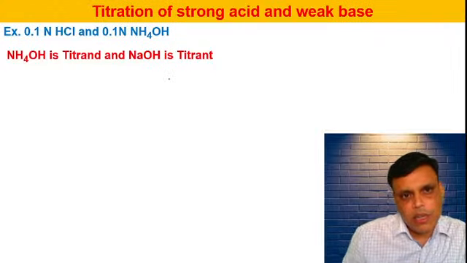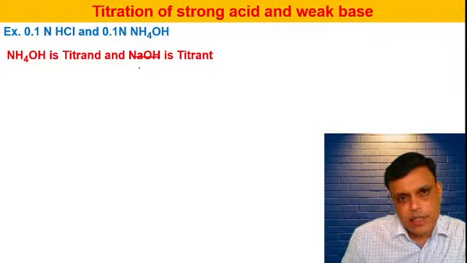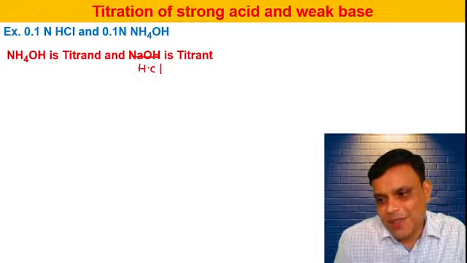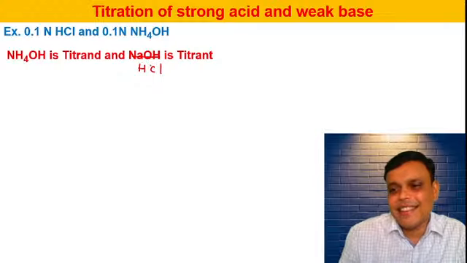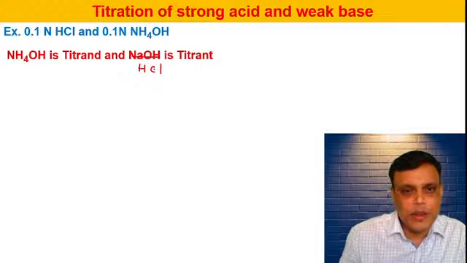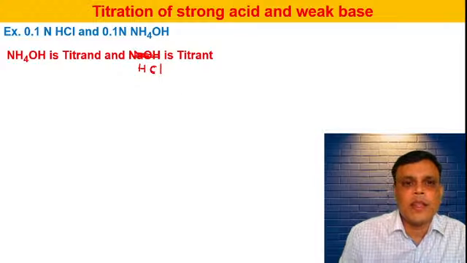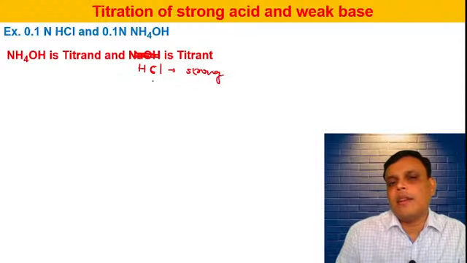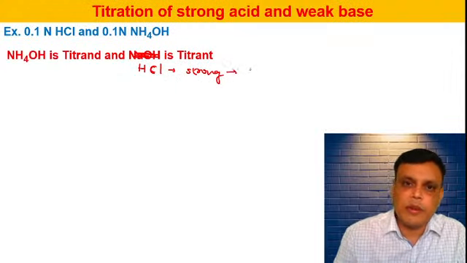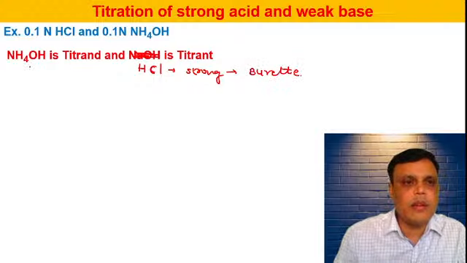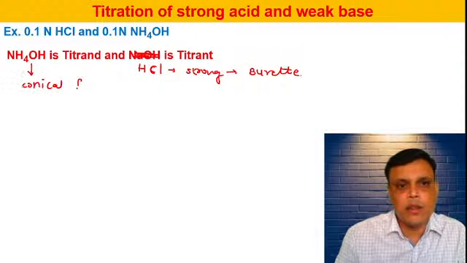Sorry, here NaOH is not there. Here HCl is there, not NaOH. Prachi Yadav and Anjas Thakur are saying NaOH. No, we will not take NaOH. The strong electrolyte is HCl here. HCl is a strong electrolyte. So we will take this strong electrolyte in the burette, and ammonium hydroxide we will take in the conical flask.